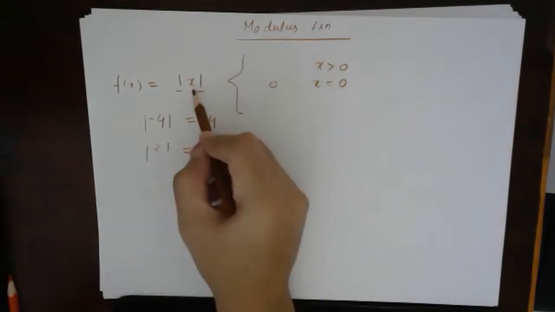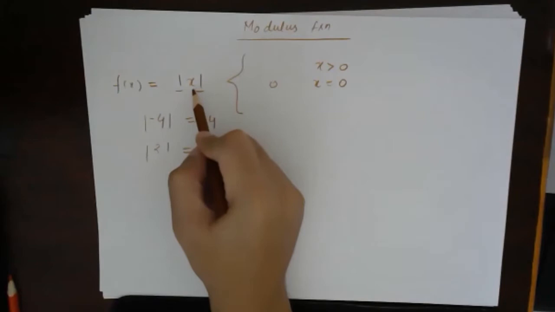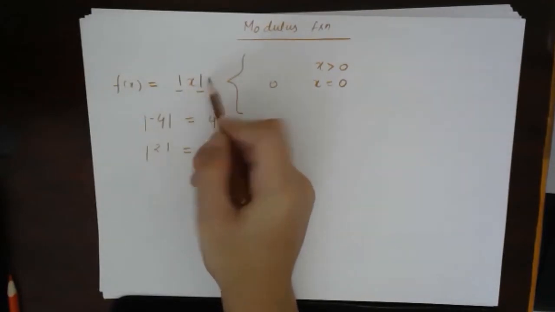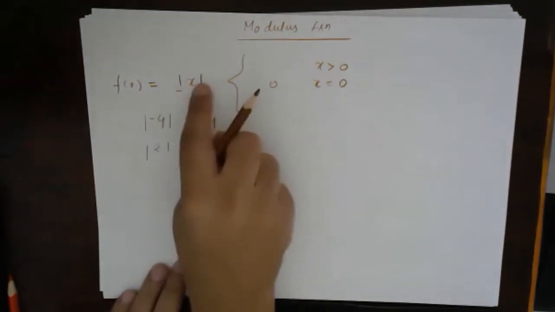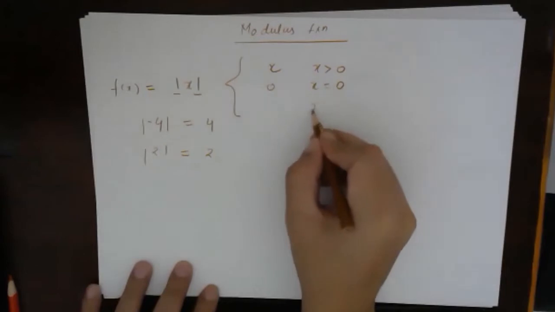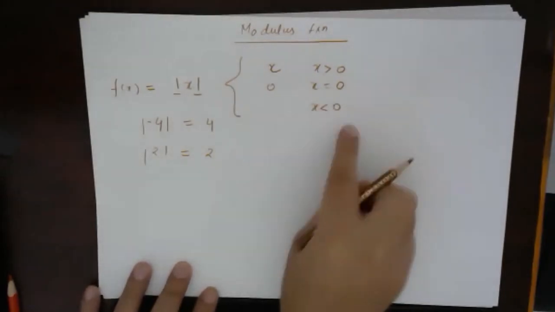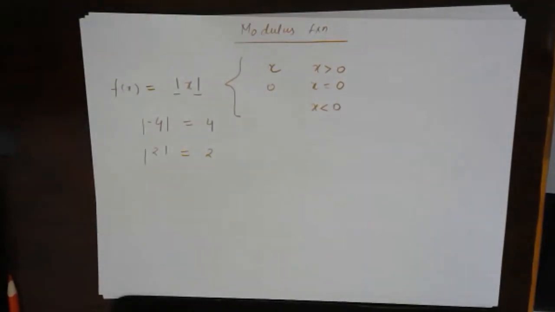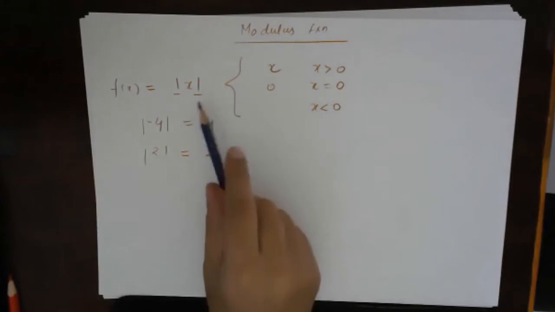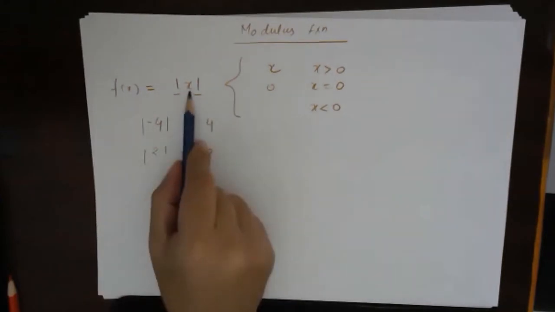So suppose you are substituting 1, 0.5, 2, 3, 8, 9, 999, anything. If it is positive, it will give you the same output. So when you substitute x, it will give you output as x. When x is less than 0, what output is it giving? Now here only it will change. Suppose you are putting x as -1, what will be the output?